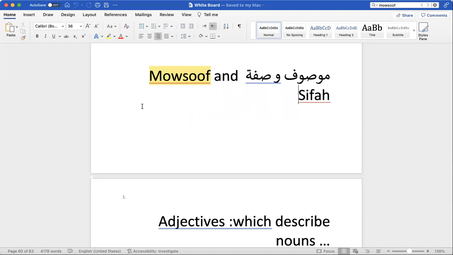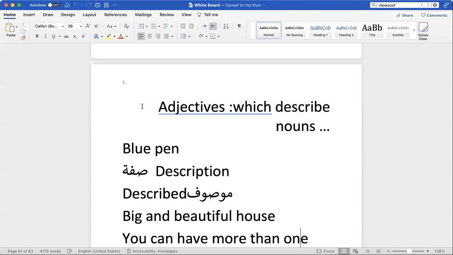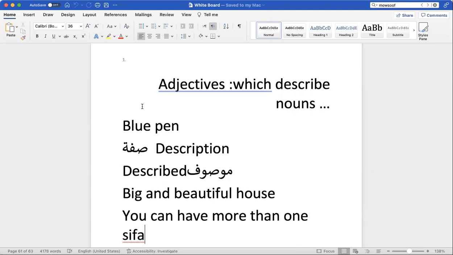So, we were studying Sifa Mawsoof, right? I have explained that the Sifa Mawsoof concept is kind of like adjectives in English. An adjective is the thing which describes the noun, right? For example, beautiful house or blue pen. Beautiful is the sifa of house, and house is the one which is being described. Beautiful is the description, and house is the thing being described.